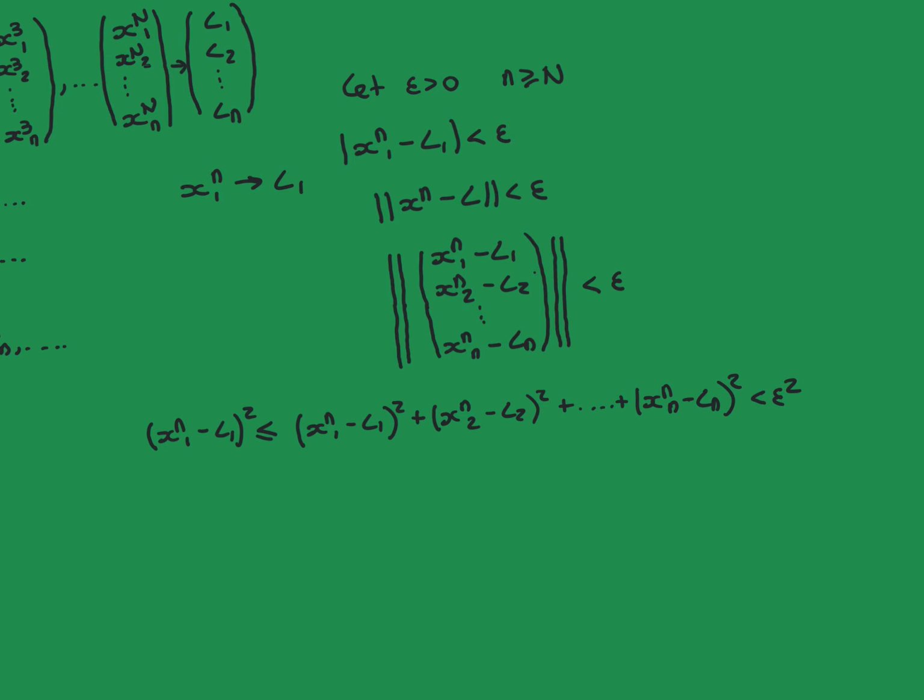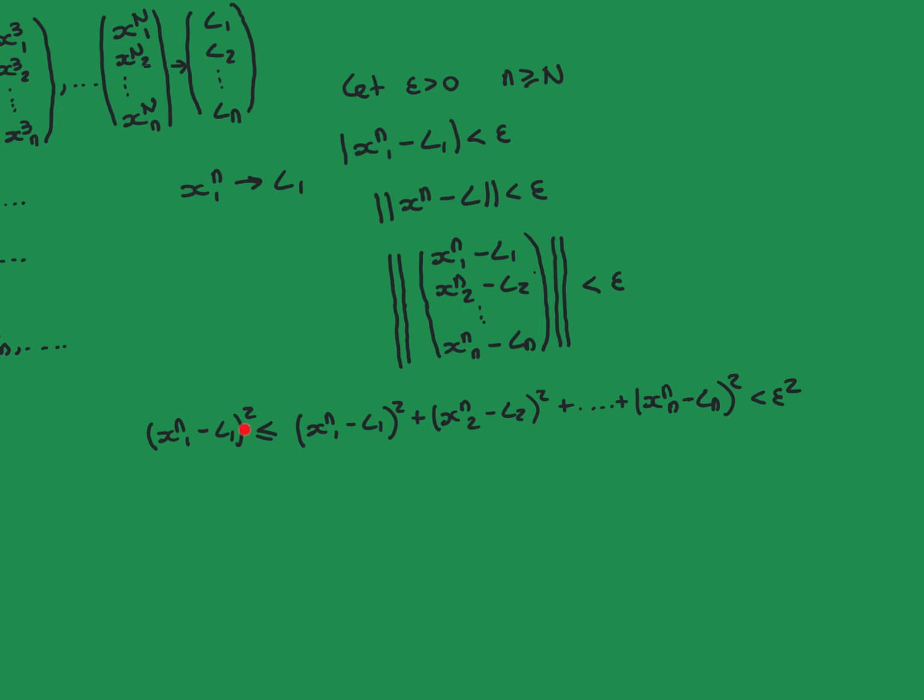And I can do this quite simply by noting that (xn1 minus L1) squared, this bit here, is always going to be less than or equal to the whole thing, because this is a sum of squares. Squares are always going to be non-negative, and therefore the smallest that the rest of this could be is possibly all of these could be 0, in which case you'd have equality, but if any of them aren't 0, then they'll be positive, in which case you'll have that this is less than this.